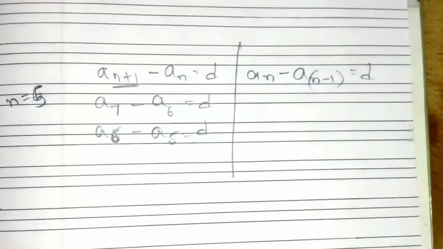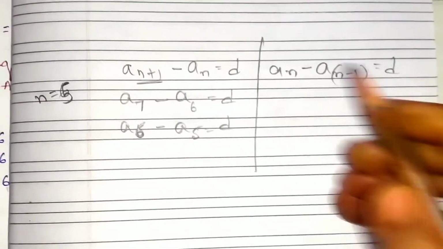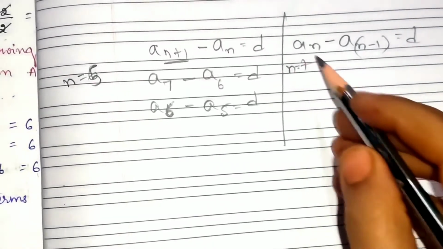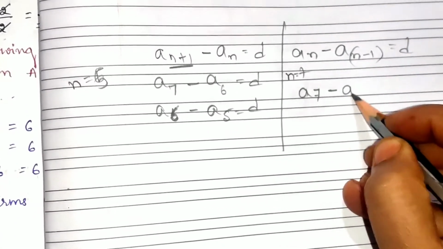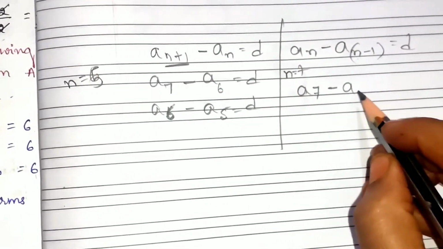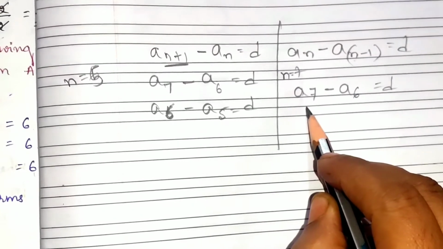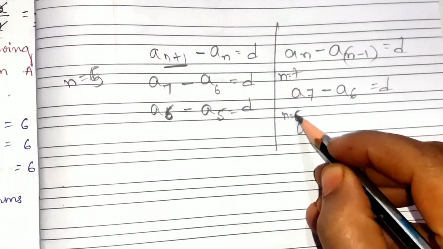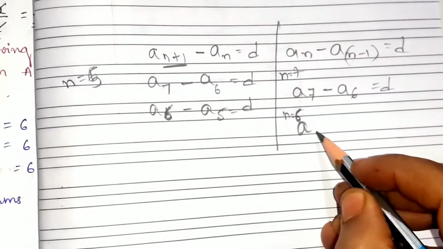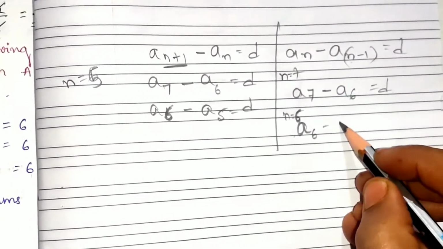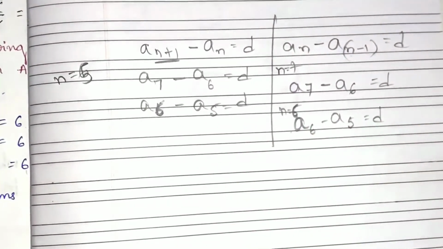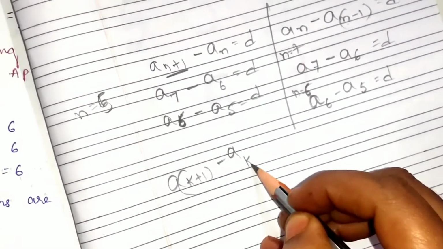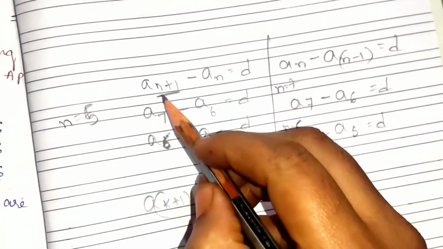And the next type, you can write the general formula, that is a n minus a n minus 1 is equal to d. See, here take n is equal to 7. What does it mean? a7 minus, what is n minus 1? 7 minus 1 is 6. See, the 7th term minus the 6th term will give you the common difference. Take n is equal to 6. The 6th term, that is a6, minus a5 is equal to d. See, it means the same. a k plus 1 minus a k is equal to d. Here instead of n I have written k.